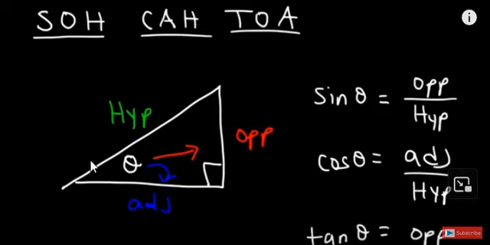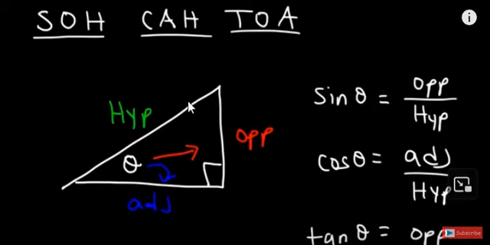The longest side, which is opposite the 90 degrees, is always called the hypotenuse. And here is the opposite, and here is the adjacent. This opposite is opposite to this angle. So for now, we want to treat this angle here. Opposite this angle is this side, and this side is adjacent to this angle.